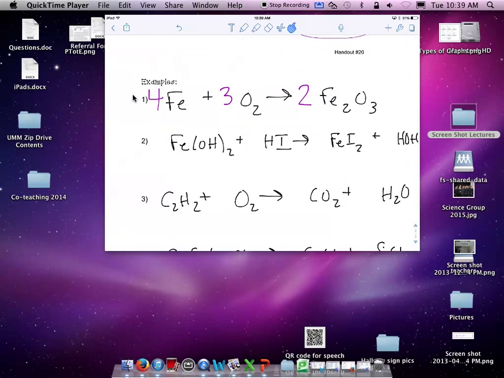This next one just has another little piece, but it's the same steps we were doing before. 1 Fe, 1 Fe, nothing to do there. Here I've got 2 OHs. Over here I've got an OH, but there's only one of them. So I'm going to put a 2 in front of there to balance that. Oh, but then if I put a 2 in front of here, that makes 2 OHs like I have here, but it also makes 2 H's. So back over here, I've got to put a 2 in front of here. Now I've got 2 H's.